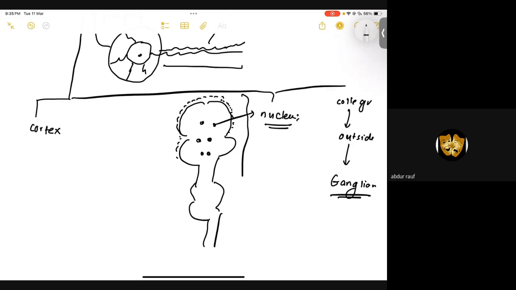So these are the same things. They are collections of your neuron cell bodies, but when the location of these cell bodies changes, their name changes. If they are present deep, we are going to call it a nucleus. If they are present superficially, we are going to call it cortex. But if these groups of cell bodies are present outside the central nervous system, we are going to call them ganglions. Is that clear?